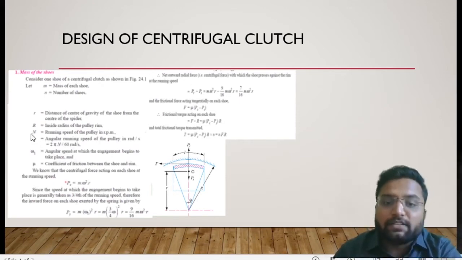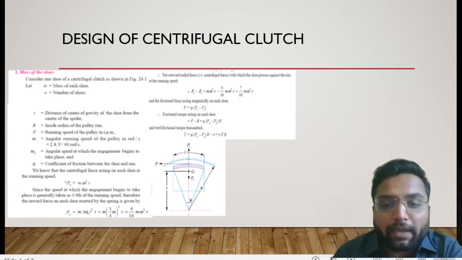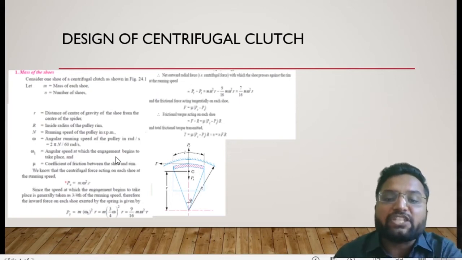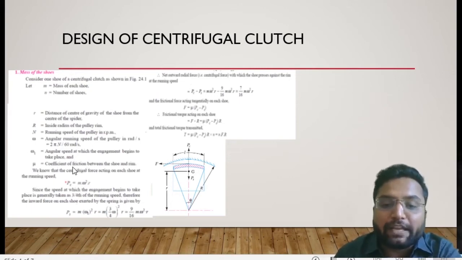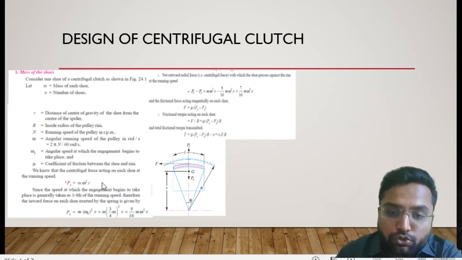So as this omega moves along and comes into contact, it will lose some amount of rpm, and that rpm will directly affect our omega and convert it to omega 1, or you can say the angular speed at which engagement begins to take place. Then mu is nothing but the coefficient of friction between those two surfaces.